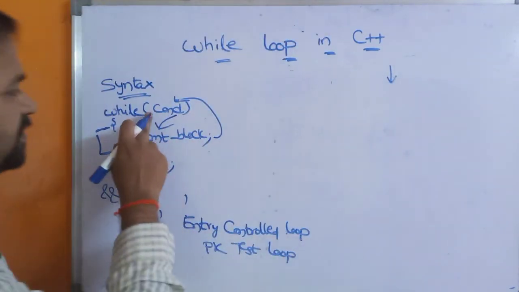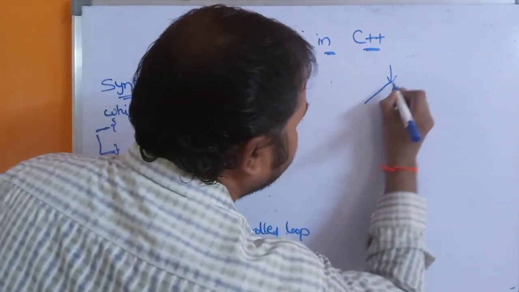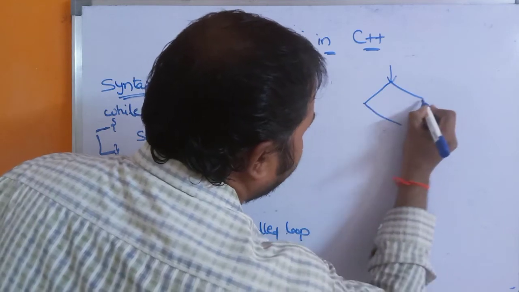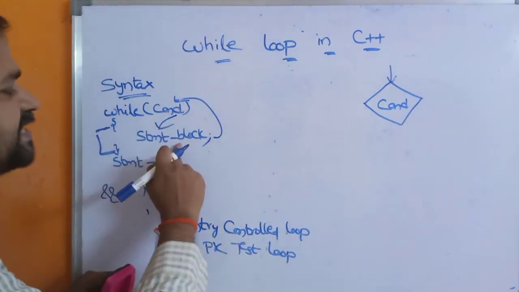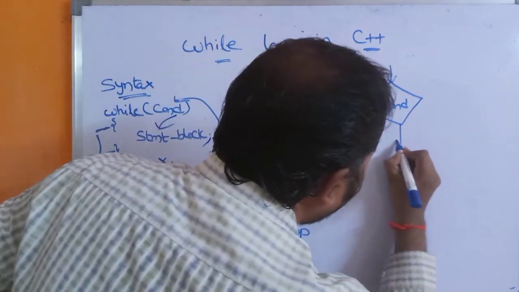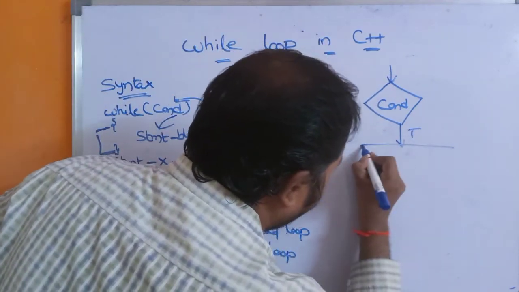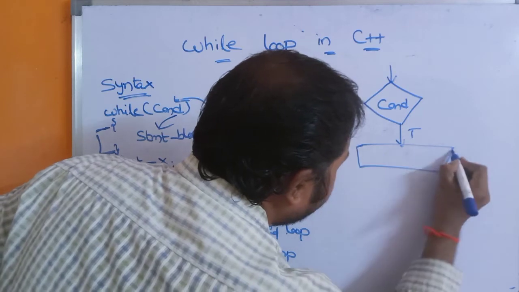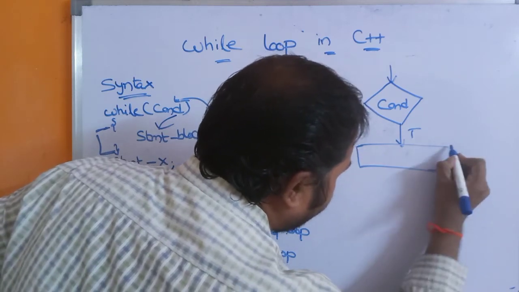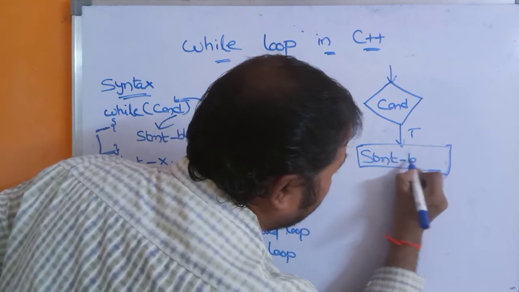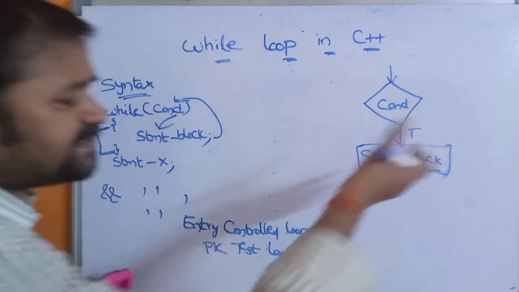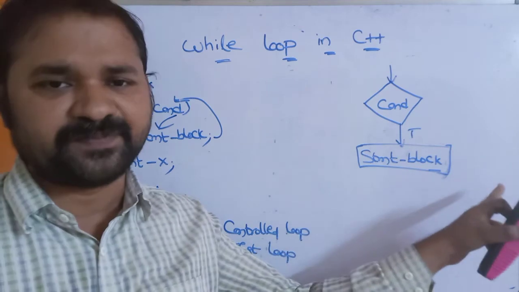This is the flow chart. First we have to check the condition. For the condition we use the rhombus symbol. If the condition is true, then the statement block will get executed. Let us assume that the statement block means some calculations. We know that we place calculations within a rectangle symbol.